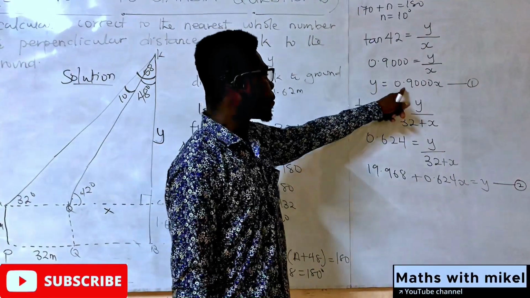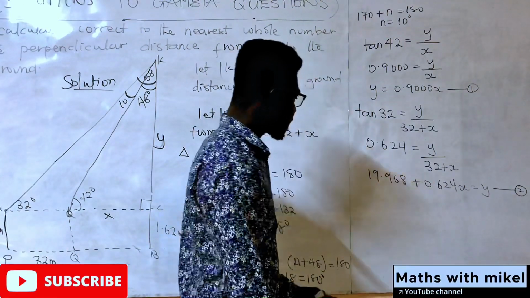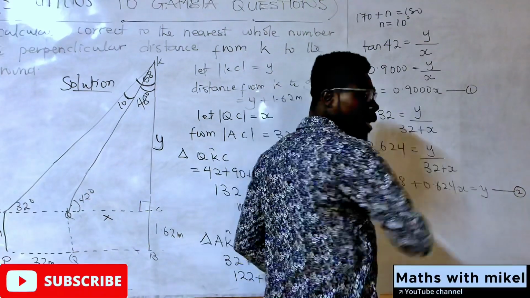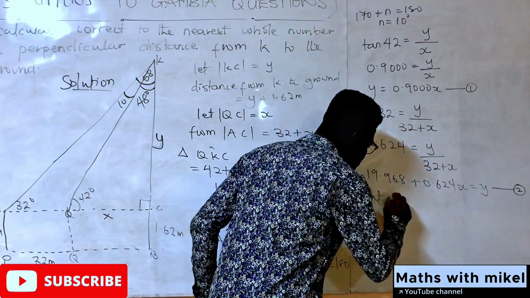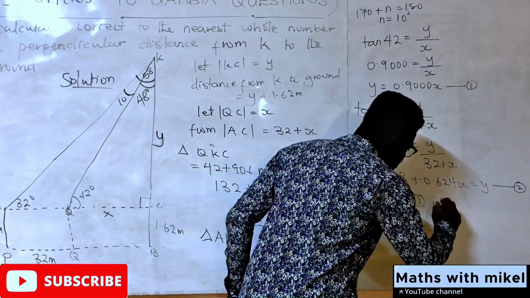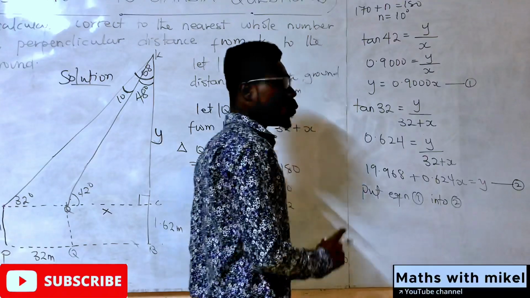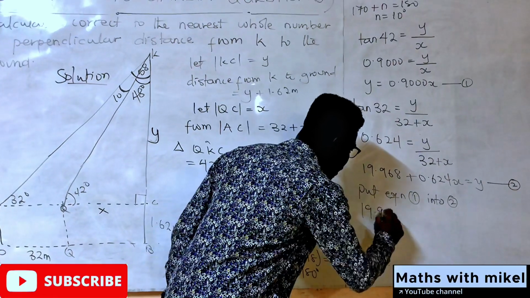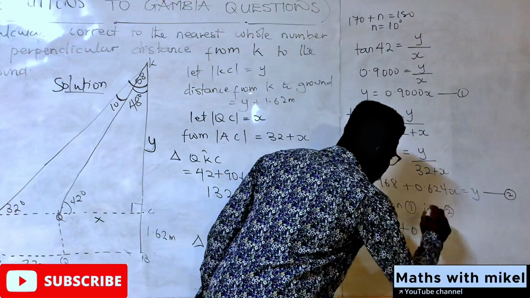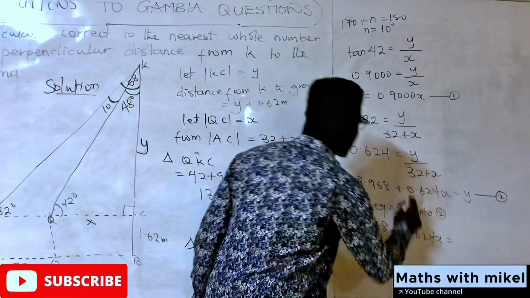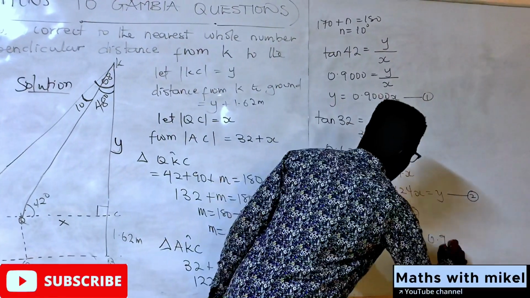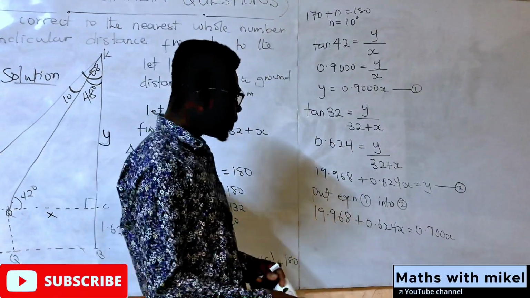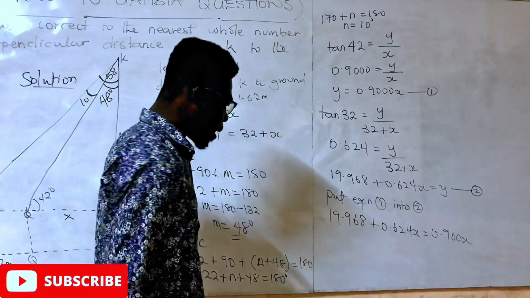Equation 1, we have y to be equal to 0.900x, and equation 2, we have something in terms of y. So we can substitute equation 1 into equation 2. If we take equation 2, wherever we see y, we put 0.900x there. So 19.968 plus 0.624x is equal to y, which is equal to what we have here, 0.900x. So we have everything in terms of x. We can find our x boldly.